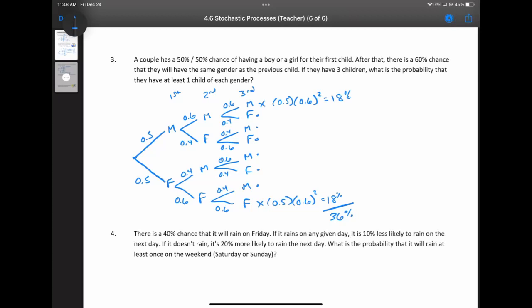So for my final answer, I can take all possible outcomes, which is 100% likely, subtract off the probability I get an outcome I don't want, and I get a 64% chance that I'll have at least one child of each gender. Now, there's absolutely no reason you couldn't have gone through and calculated the 6 direct ones. You'd get the same answer. It just takes a little bit longer because it's 6 calculations instead of 2.